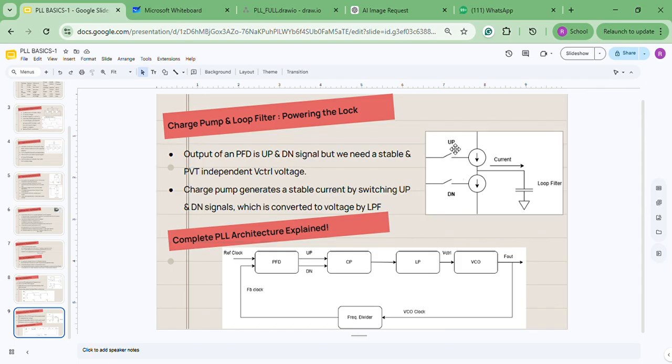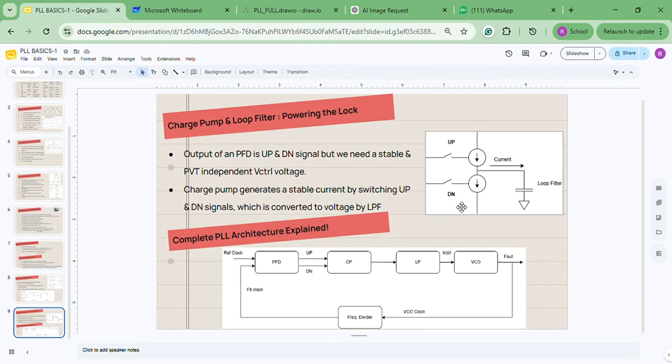Here comes the role. This up signal is a pulse signal, but our control voltage cannot be a pulse. It should be a continuous, stable DC voltage. So this up signal is going to these current sources, which we call the charge pump. Up signal is going to the upper terminal, and this upper terminal is connected to a VDD source, suppose. So whenever this up signal is on, it will charge the capacitor. Again, this capacitor is a loop filter which will only pass the low-pass signal. So these DC sources are charging the filter.